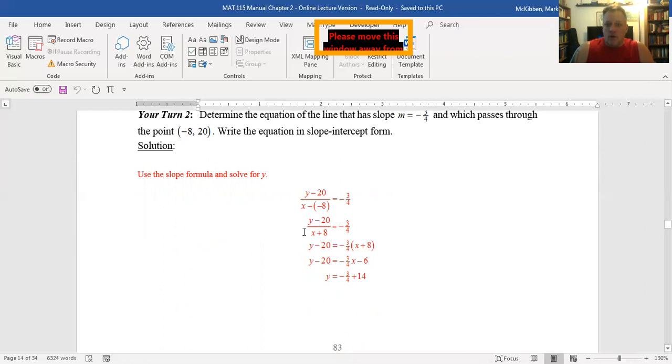Now you want to move the x plus 8 over, so I'm going to multiply both sides by x plus 8. That gets rid of it on the left and just moves it over as a multiple on the right. This right here is the point slope form of the line, but remember we wanted the slope-intercept form, and so what do we have to do? Multiply through by the minus 3/4, both those terms. That's what I get on the right side here, and then add your 20 to both sides. The end result here is what you get. That's the slope-intercept form.